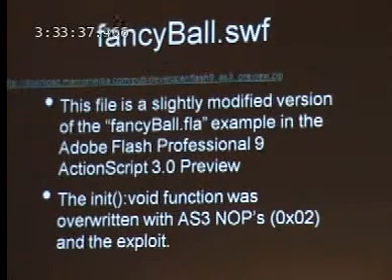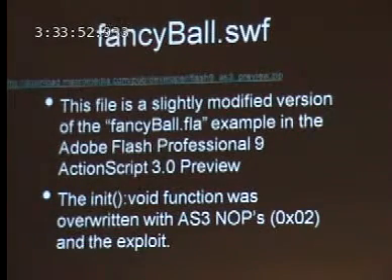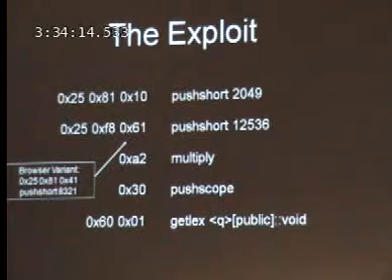The actual embedded Flash file that had the exploit in it was called fancyball.fla, and I tracked down the original. It's in the SDK for Flash, a demonstration program for how to make a bouncing ball in ActionScript. The person who wrote the exploit basically just hollowed out the init function with a bunch of no-ops and then stuck this in, and this is the actual exploit here. The actual two instructions that trigger the fault are these two.